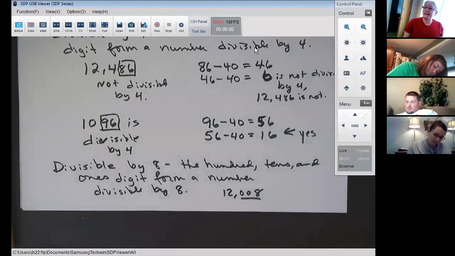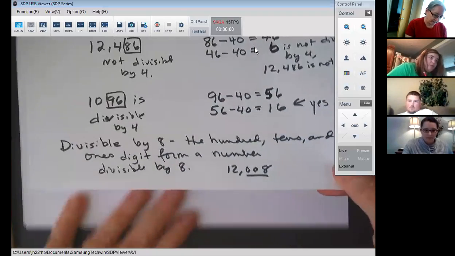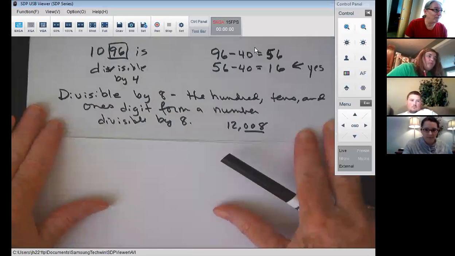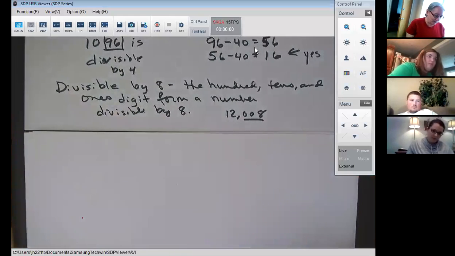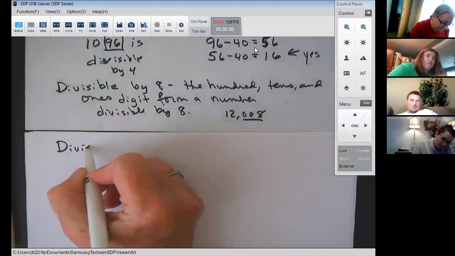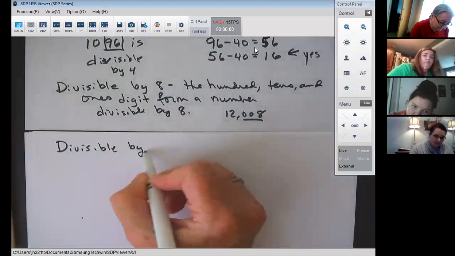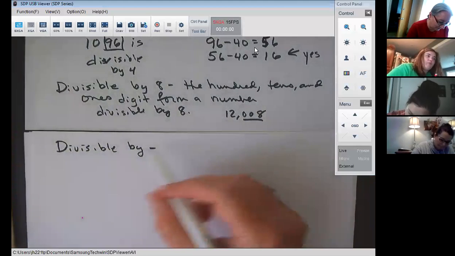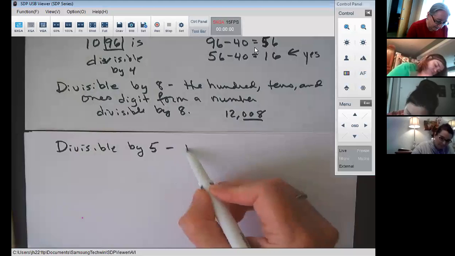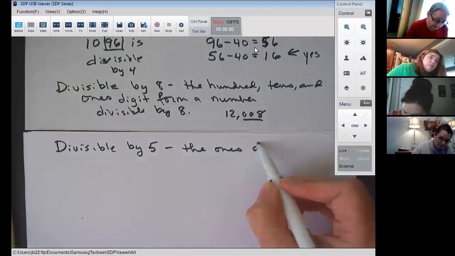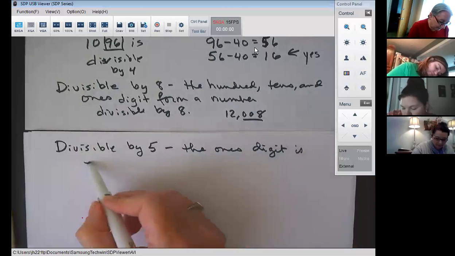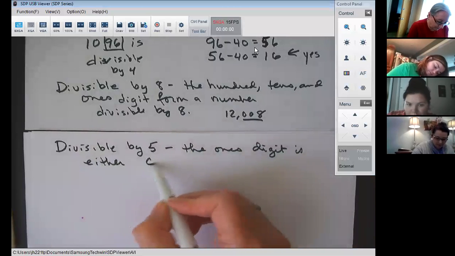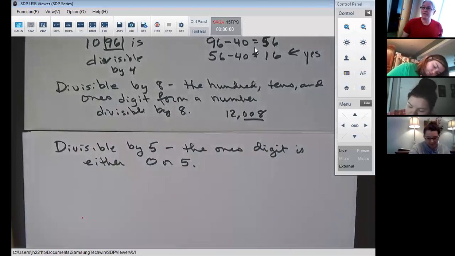What's another divisibility test that you guys sort of already know? If you look at a number, you can tell right away that it works. 5 and 10. Yeah, 5 and 10. How do you know if a number's divisible by 5? Right. The ones digit is either a 5 or a 0. Exactly. So divisible by 5: the ones digit is either 0 or 5.